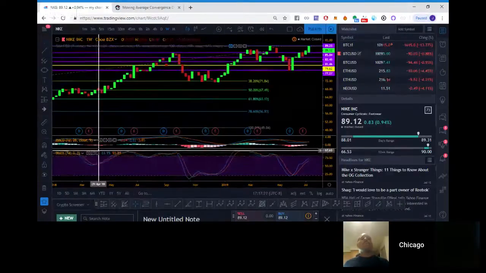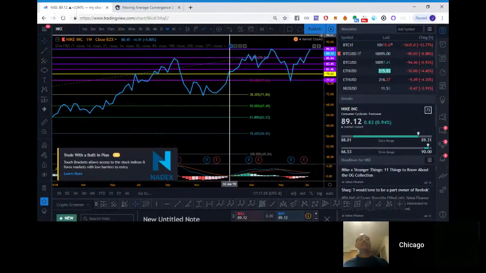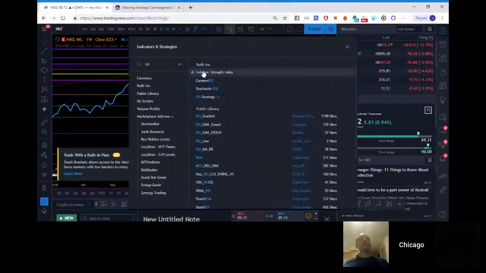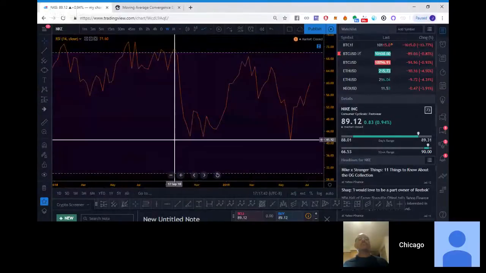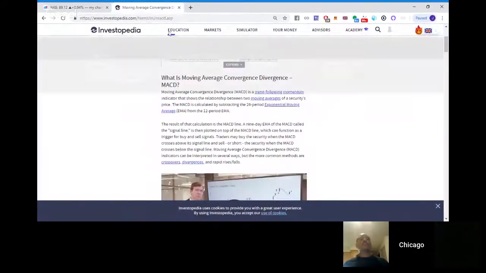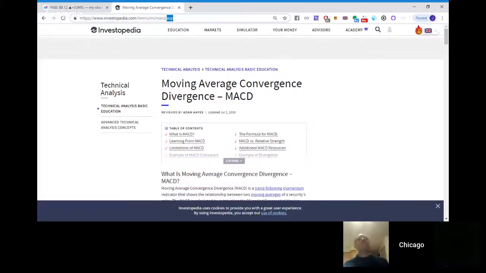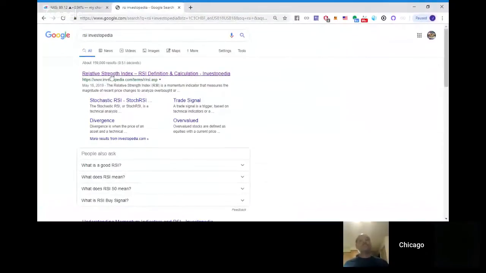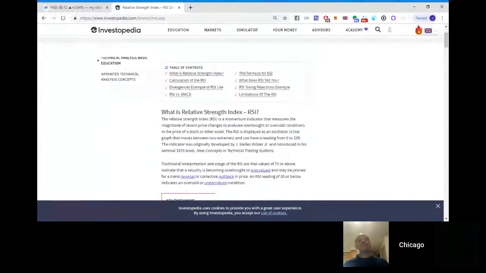Now, not to get too complicated with the stochastics, we'll start with a simple RSI, which is a relative strength index. Now, relative strength index typically shows you when an asset is overbought or oversold. Let's find RSI on Investopedia. Here we go. Relative strength index. RSI. Okay, what is relative strength index?